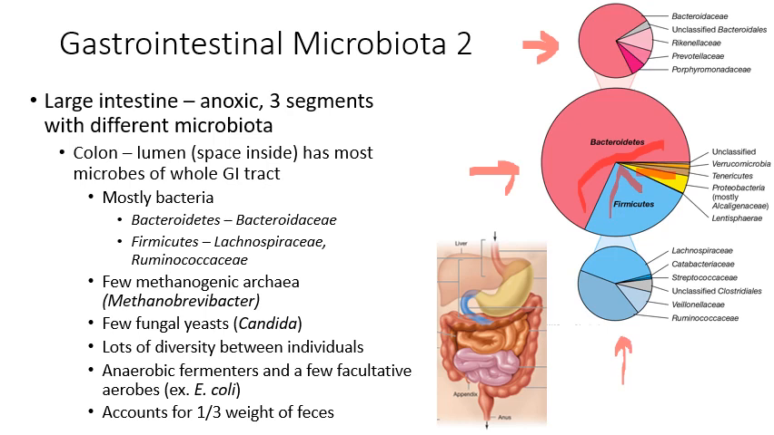For the Bacteroidetes phylum, the largest family, or the most common family to be found in the colon, is Bacteroidaceae. Then for the Firmicutes, there's 2 families that are commonly found in the colon, which would be Lachnospiraceae and Ruminococcaceae. You always know you're looking at a family name because it ends with "aceae."